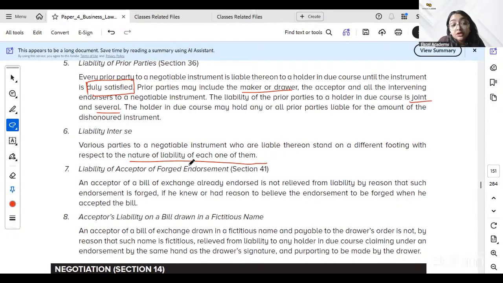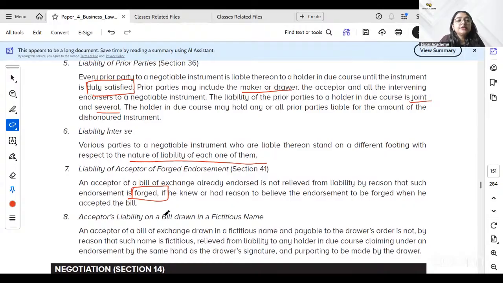Liability of acceptor of forged endorsement. Okay, so an acceptor of a bill of exchange which is already endorsed is not relieved from liability because the endorsement is forged. If he knew, then he will be liable. If he did not know, then he will not be liable.